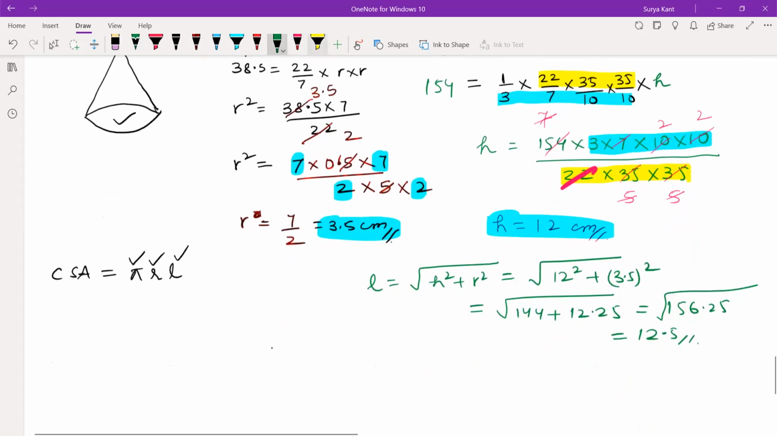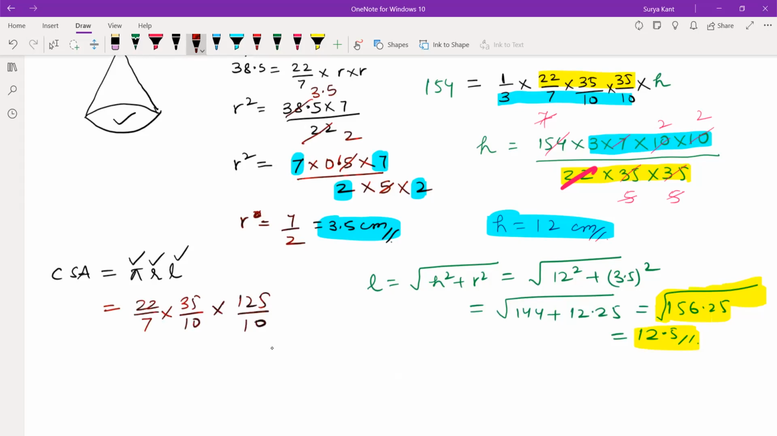So children, we make one note. If you are having doubt in finding roots and all, you can ask me separately, not a problem. So this answer is 12.5. Please raise your hands if you are having doubt in finding this root. So 22 by 7 into 35 by 10 into 125 by 10. See, I'm just removing the root point from here. If the point is given, that point I removed and put here 10. 12.5 is there. After removing this point, this 10 is coming.